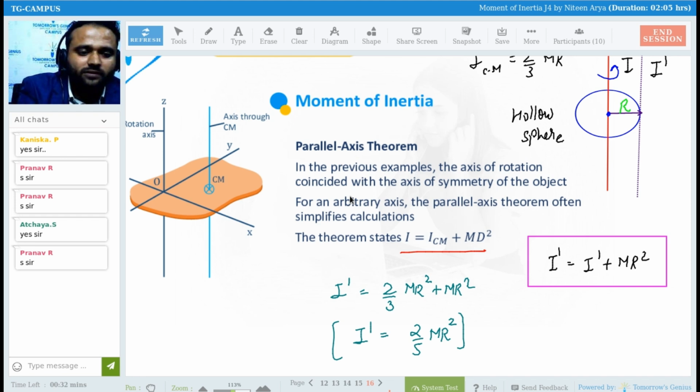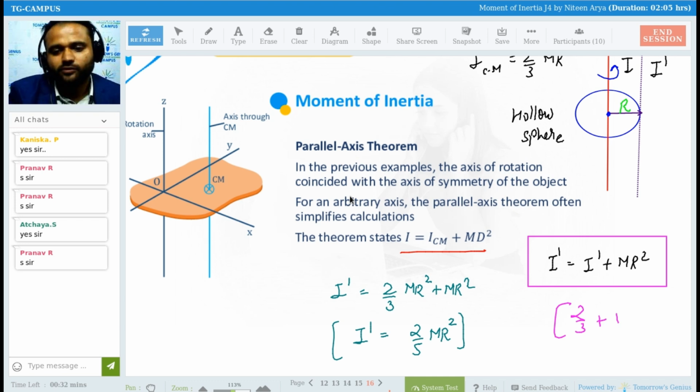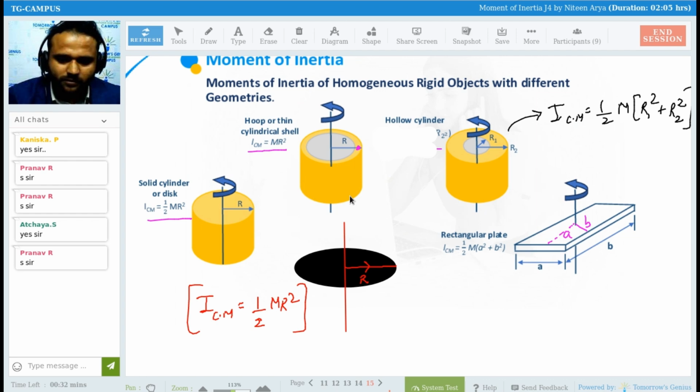Wait, I am confusing this. 2 by 3 plus 1, that is going to be 5 by 3. 2 plus 3, it is going to be 5. Okay, yeah, it is going to be 5 by 3. Is this clear everyone? So you can see directly, for a hollow sphere rotating around the center of mass, that is 2 by 3 mr square. 2 by 3 or 2 by 5?